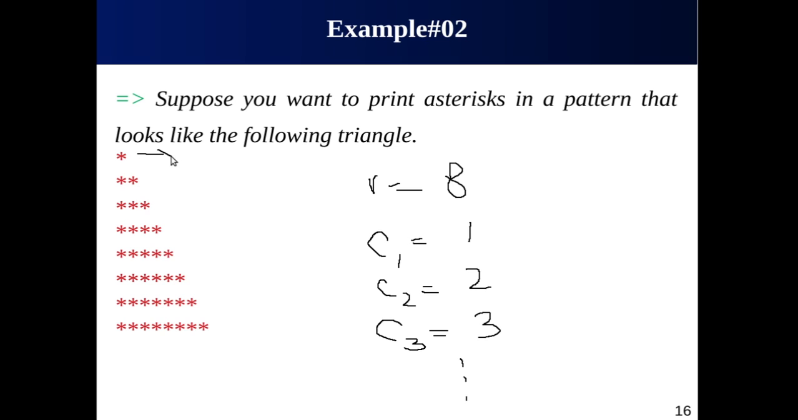Actually, this is row 0 because the index of the for loop variable will start from 0. Okay, so here how many stars do we have? 1, 0 plus 1, and then here the value is 1 plus 1, and then next we have r.